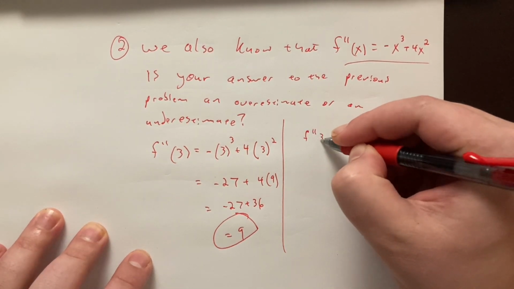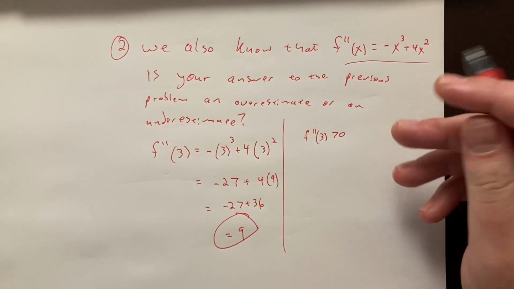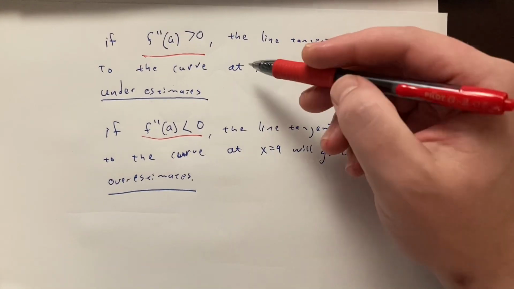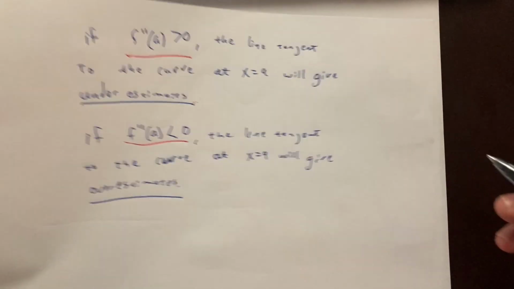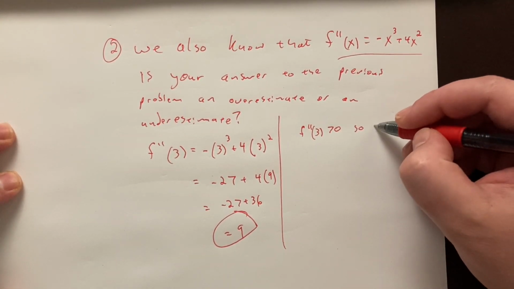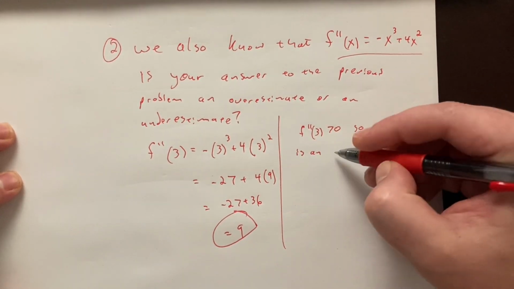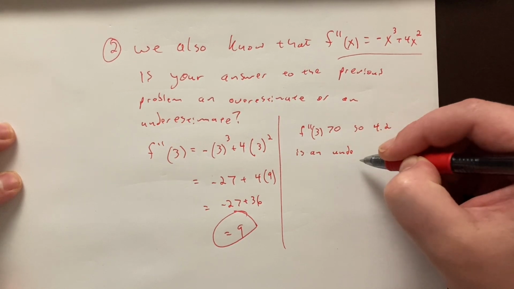f double prime of 3 is greater than 0. Oh, so now I just need to throw in the word underestimate. So 4.2 is an underestimate.